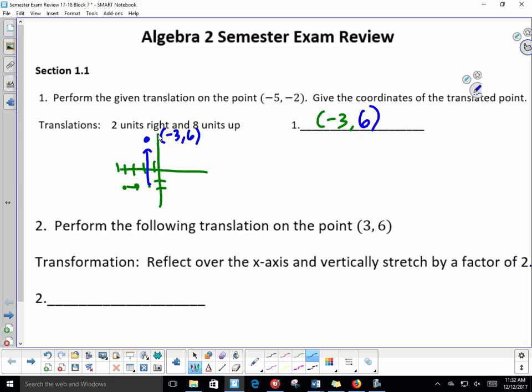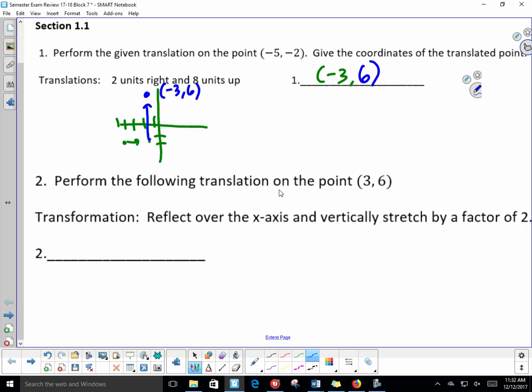Blake, you're going to help us out with number 2. If you have the point (3, 6), and I want to do the following translations: I want to reflect it over the x-axis and then vertically stretch it by a factor of 2. How am I going to do that? So you're going to be working with the y value. Okay, good. So first, since you're flipping over the x-axis, you're going to make it a negative.